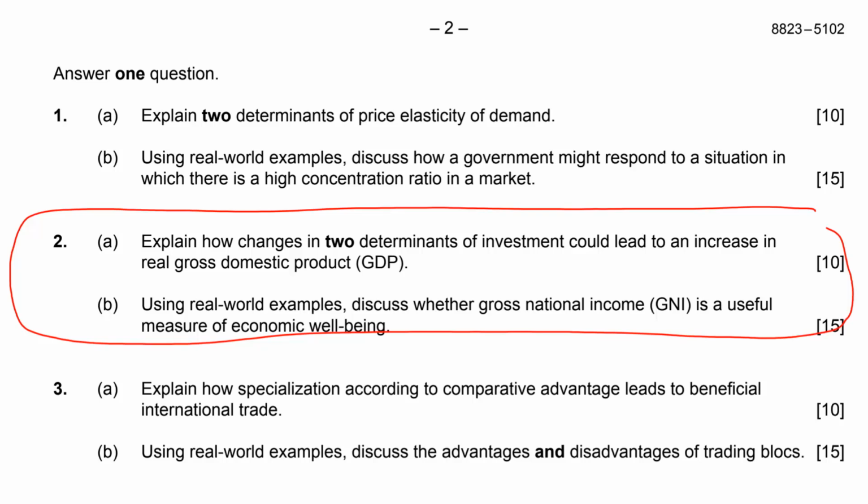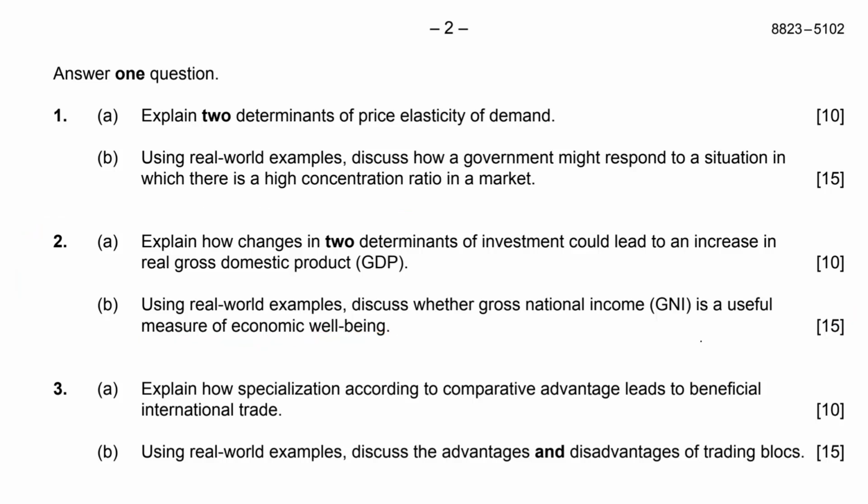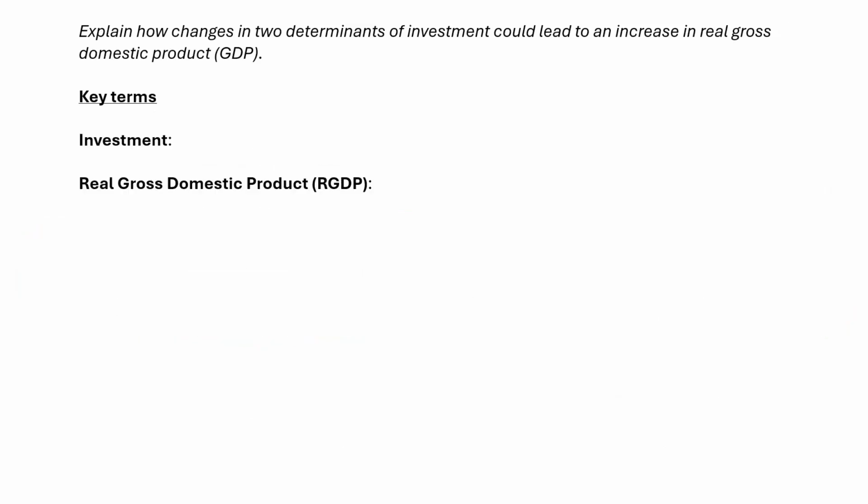In the first part of the question, part A, we've been asked to explain how changes in two determinants of investment could lead to an increase in real gross domestic product, or GDP. Okay, so without further ado, let's get stuck into it. Now, this question is about the aggregate demand and supply model. So if you're quite familiar with this model, then this question is for you.